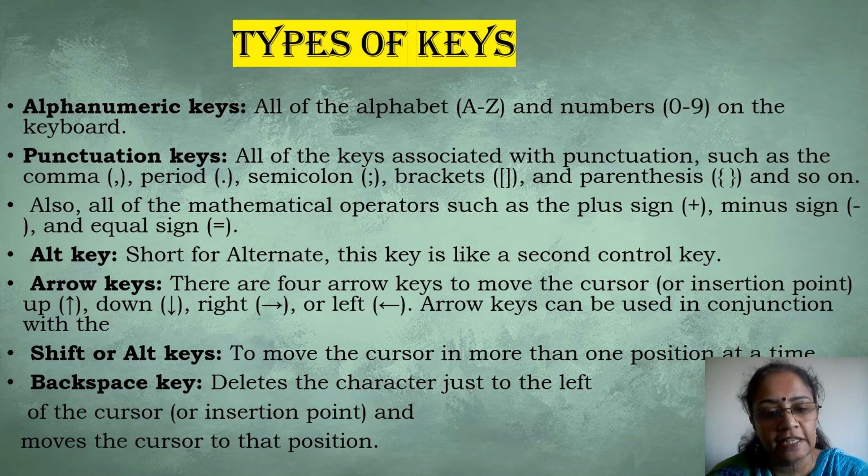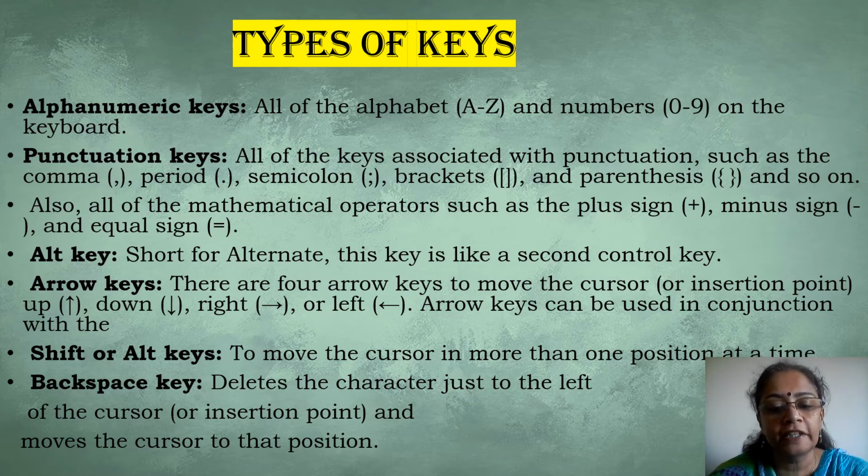So you have this. Along with that we have got the alt keys. That is, the alt keys are shortcuts for alternative keys. These are like a second control key. Then we have the arrow keys, which are the up arrow, down arrow, left arrow, and right arrow. All these are used in combination if you want to move up and down with the keyboard.